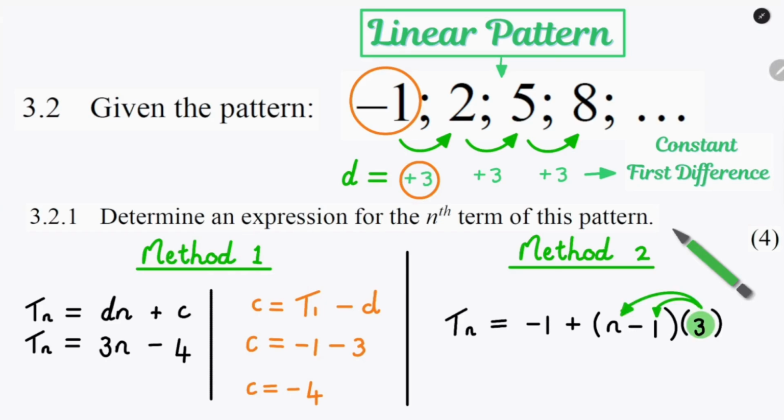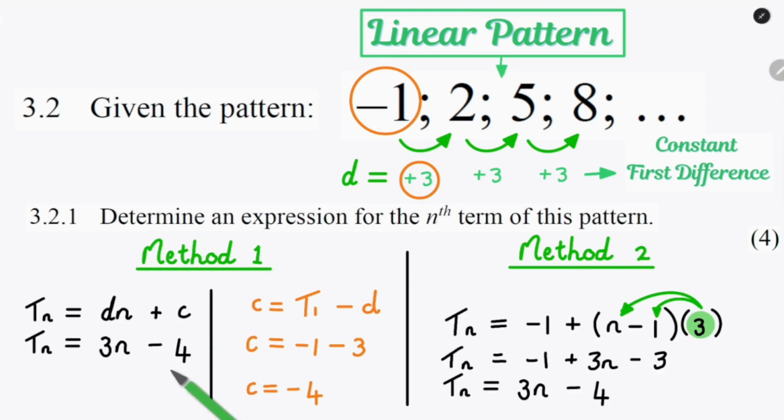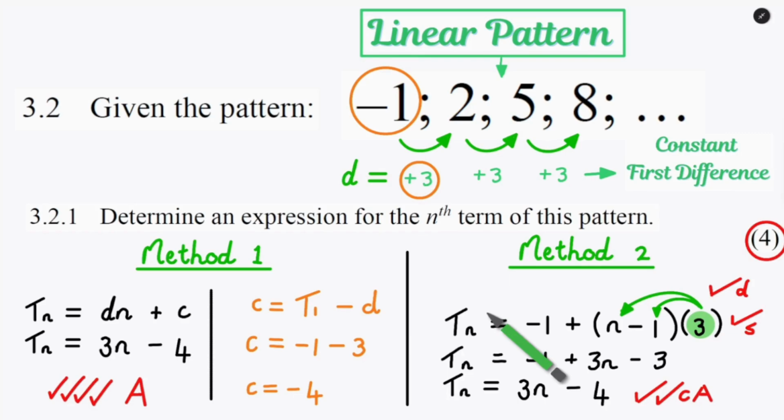We're going to distribute that 3 inside of there, the minus 1 stays, and I get plus 3n minus 3. Then I've got like terms here, minus 1 minus 3 gives us minus 4. So we circle back to the same place and we get the same answer. So this one is a very good one to get used to. It's going to help you out in matric. I would recommend going down method 2's path and having a look where your 4 marks come from.